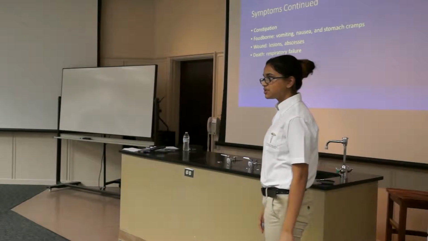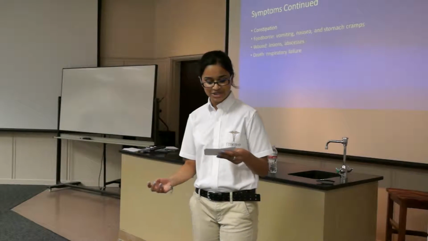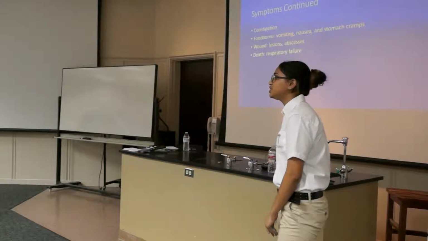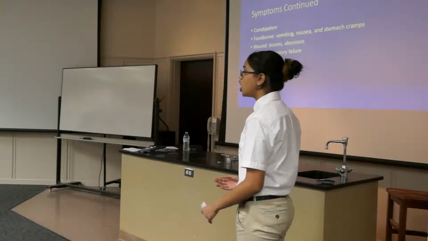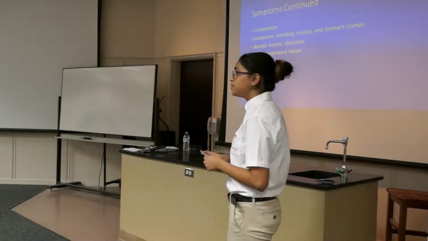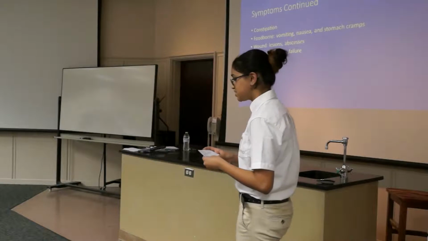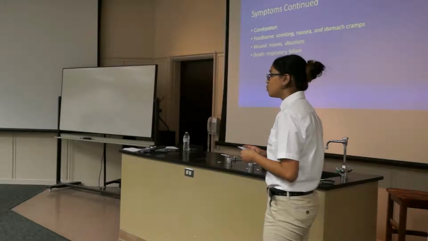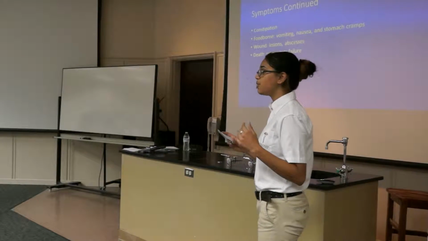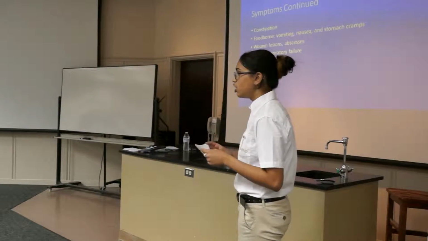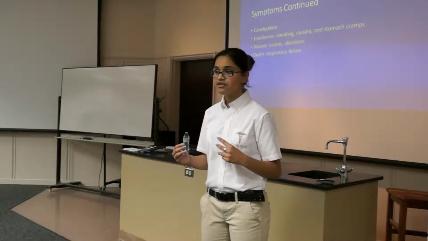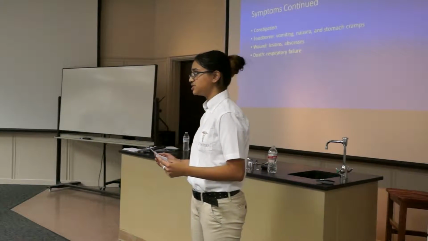A ubiquitous symptom of botulism is constipation. Some symptoms unique to foodborne botulism are nausea, vomiting, and stomach cramps. Wound botulism can be characterized by lesions and abscesses on the skin. When death occurs due to botulism, it is nearly always because of respiratory failure, which is what would happen when your diaphragm and accessory breathing muscles become paralyzed.